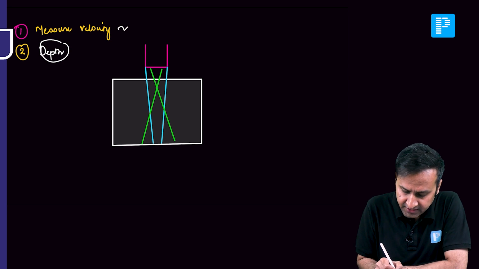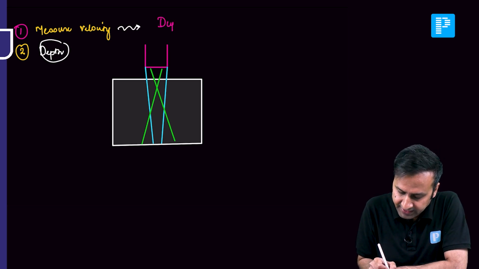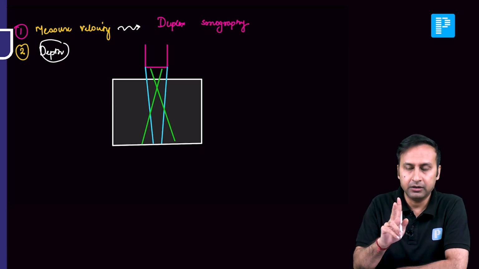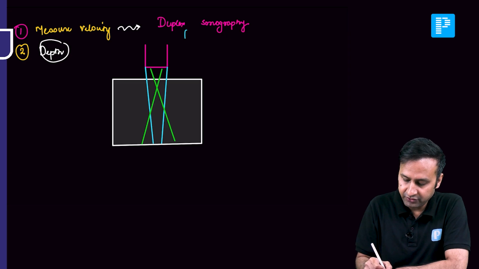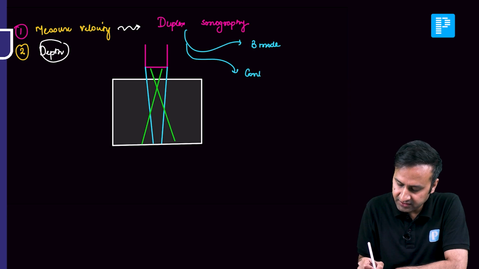The velocity, we brought up a new thing which was called duplex sonography. Now, as the name suggests, duplex means something which is double. So what is double in duplex sonography? In duplex sonography, we have a combination of B-mode sonography and we also use continuous wave Doppler. So how does it help us?